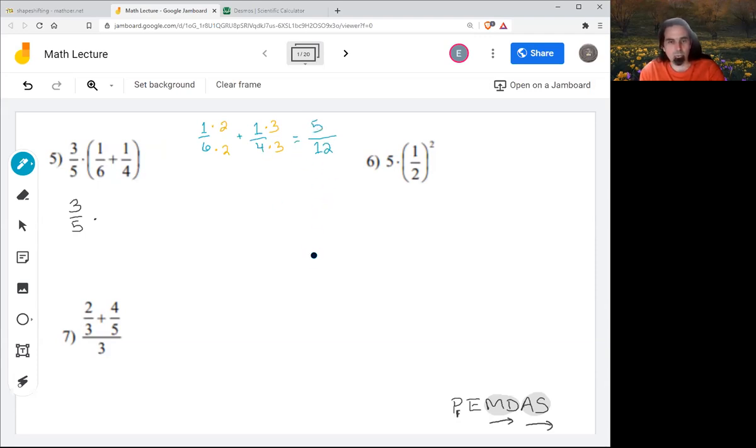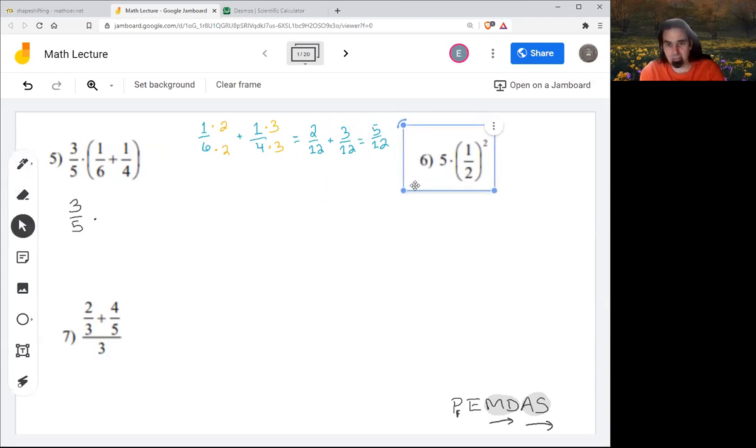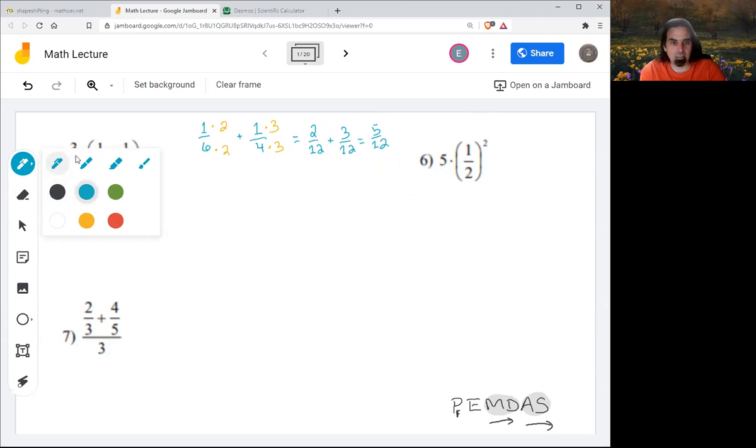You want me to write that out in more steps, anybody, or is it okay if I squish? Yeah. So this is 2/12 plus 3/12. And then when I add it up, I get to have 5/12. Okay, so that goes here. Questions so far?